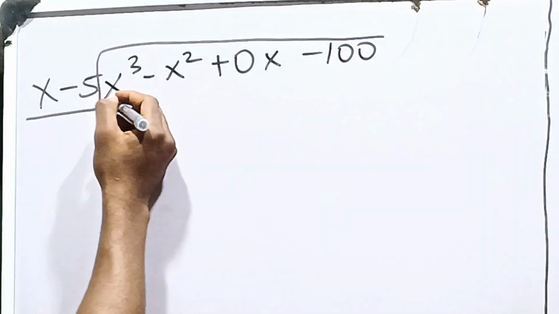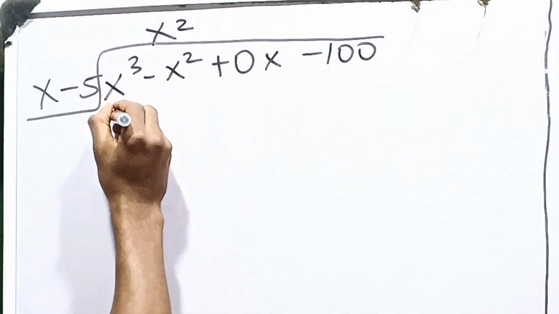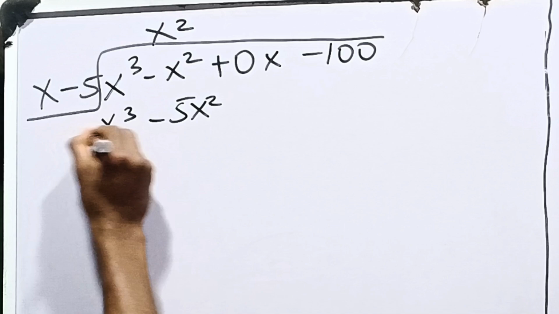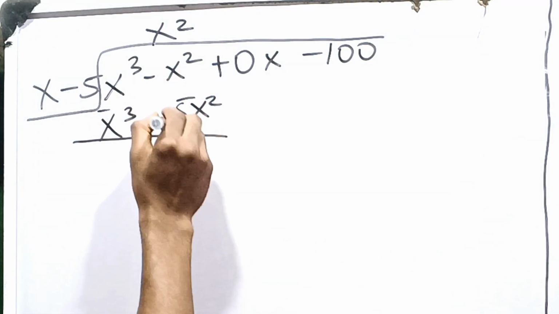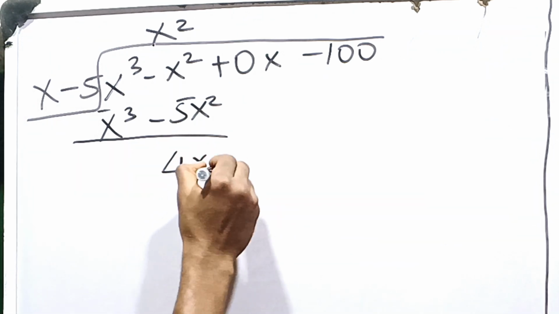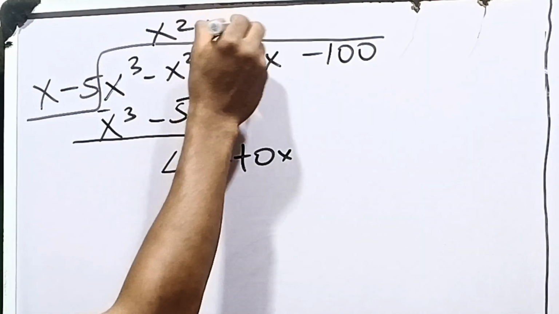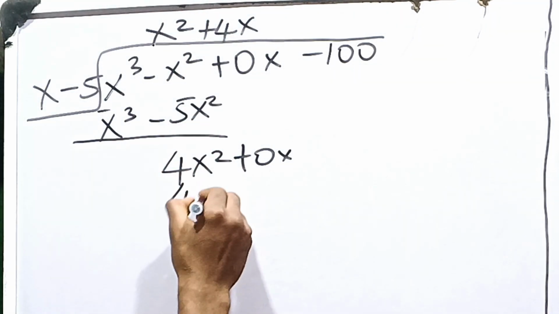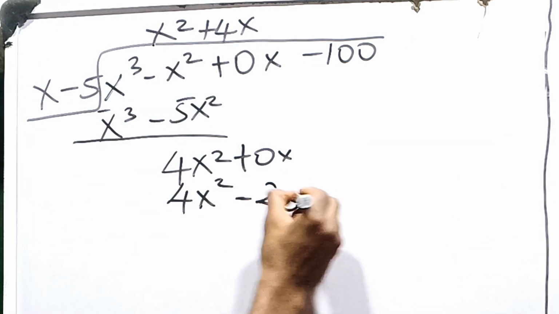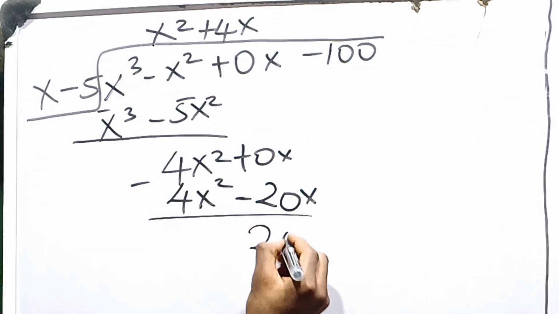Dividing this expression by x minus 5, we have x into x cubed is x squared. X squared times x is x cubed. X squared times 5 is minus 5x squared. When we subtract, minus x squared minus 5x squared is 4x squared, plus 0x. Dividing this by x, we have plus 4x. Multiplying, we have 4x squared minus, 4 times 5 is 20x. When we subtract, we have that this is 0 and this is positive 20x.